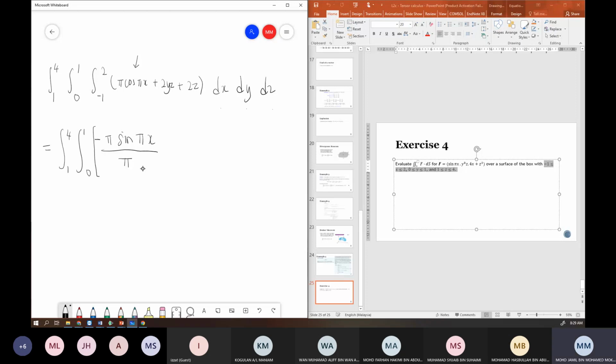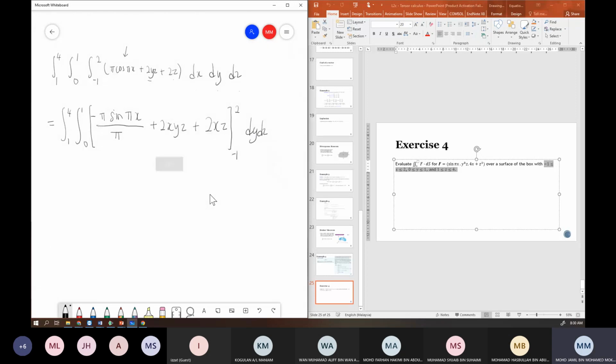And then we integrate the second function with respect to x. Here we don't have any x, so it becomes a constant. What happens if you integrate a constant? You just put x, so you get xyz. The last one also has no x, so you just put x. So 2xz, and then substitute the values from -1 until 2, dy dz. So evaluate this first.